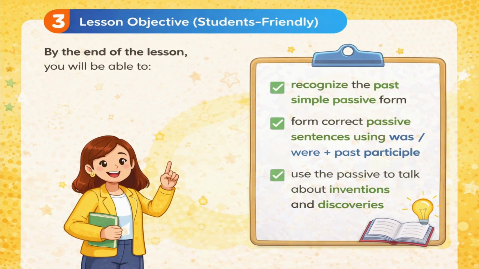Lesson objective. By the end of the lesson, you will be able to recognize the past simple passive form, form correct passive sentences using was, were plus past participle, and use the passive to talk about inventions and discoveries.